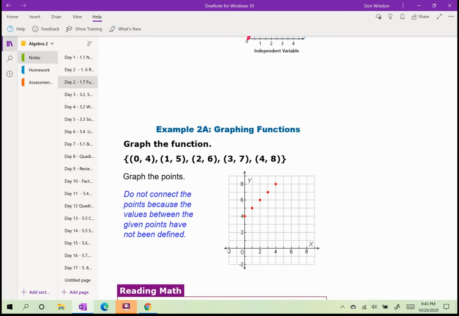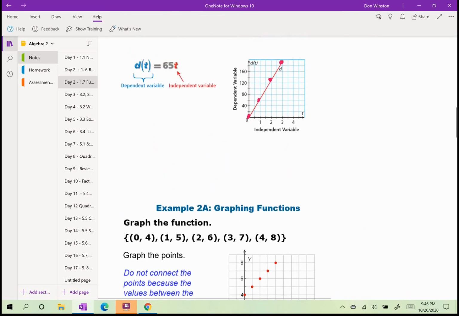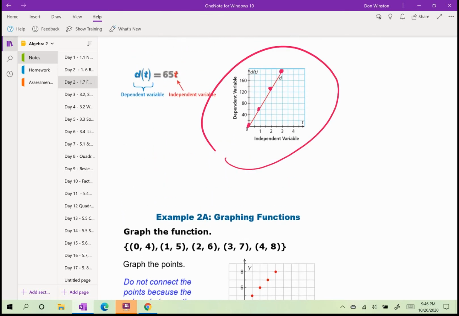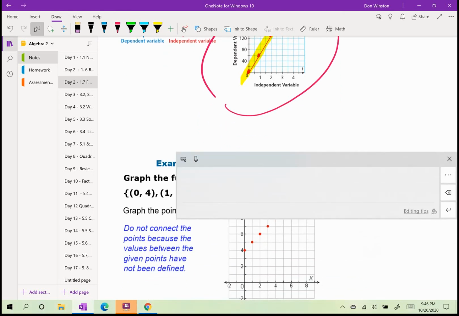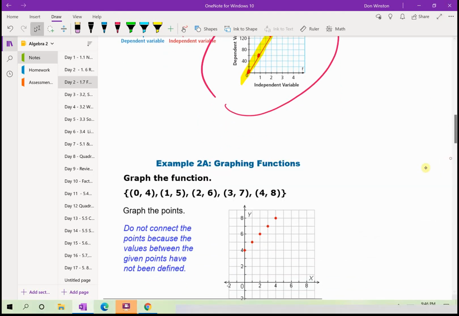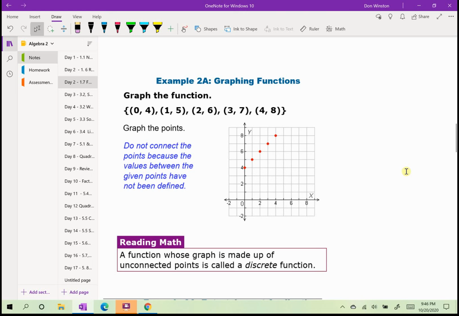Here they graph ordered pairs (0, 4), (1, 5), (2, 6), (3, 7), and (4, 8). These are discrete points, so we do not connect the points. It's not like this graph here, where time is continuous. We can certainly connect the points because time is continuous. But here, we have discrete points, so we don't connect the points. A function whose graph is made up of unconnected points is called a discrete function.